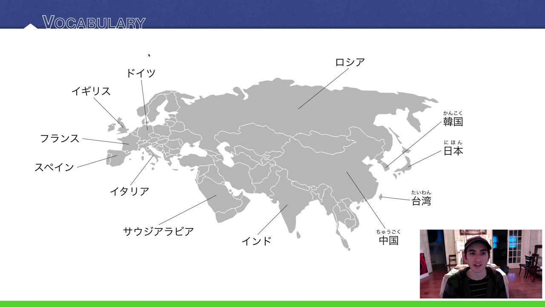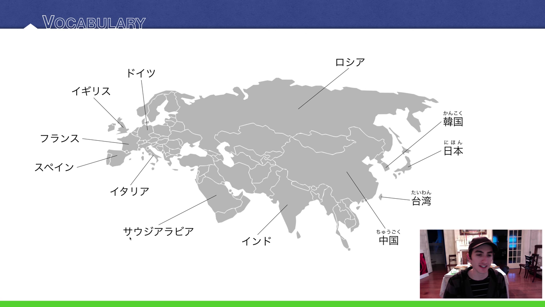Adding a few more. Let's start over here. Deutsch. This is Germany. Sprechen Sie Deutsch? Igirisu. This one doesn't really sound like what it sounds like in English, but it is England, Great Britain. France, Spain, Italia, Italy, that one should be obvious.